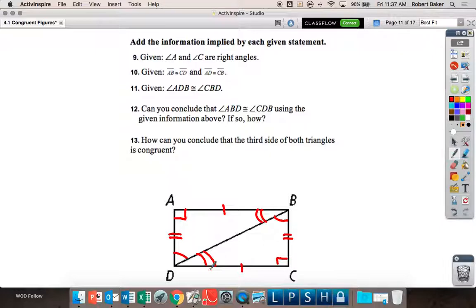Can we deduce something about this side right here? The reflexive property says that this side is the same as itself. Do I have 3 congruent sides and 3 congruent angles? Yes. Now, achievement unlocked. We get to write a congruency statement.